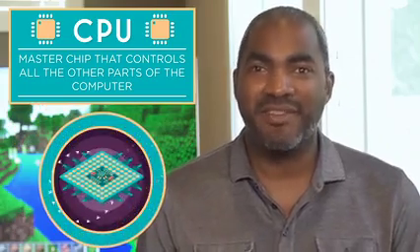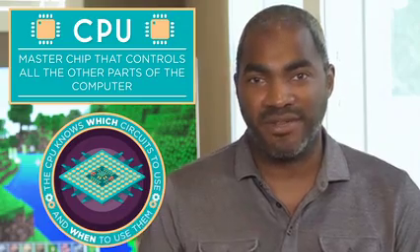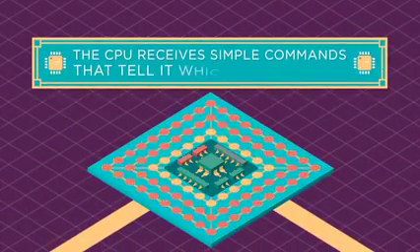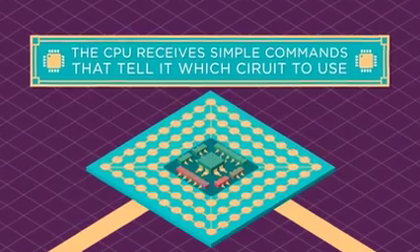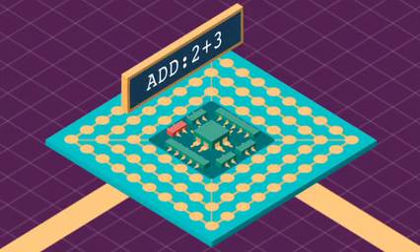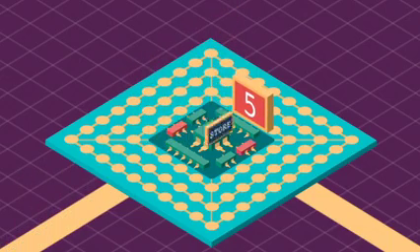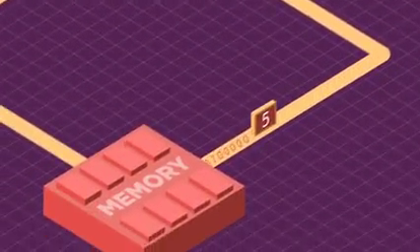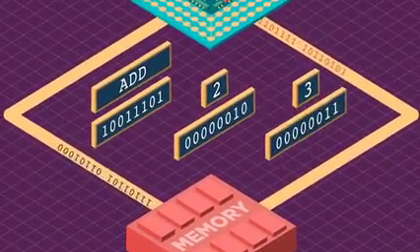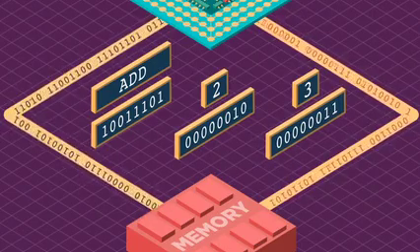The real magic of the CPU is how it knows which circuits to use and when to use them. The CPU receives simple commands that tell it which circuit to use to do a specific job. For example, an add command tells the CPU to use its adder circuit to calculate a new number. And then the store command tells the CPU to use a different circuit to save that result into memory. Just like numbers, all of these simple commands can be represented in binary ones and zeros, or on and off electrical signals.